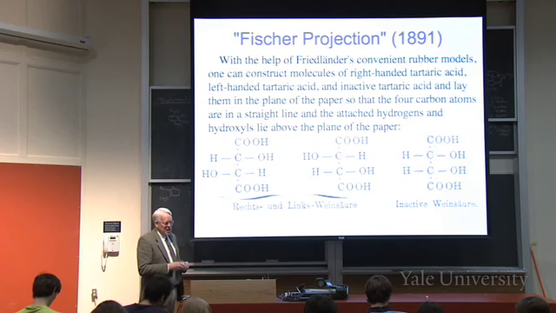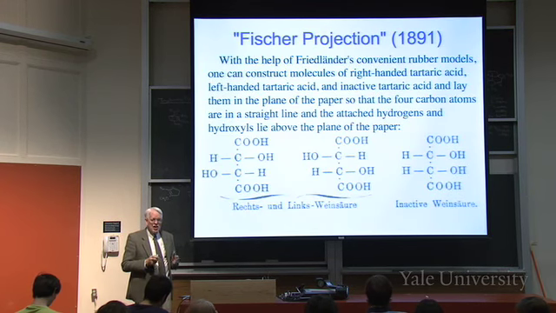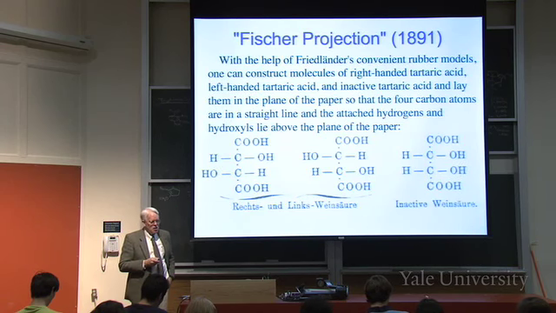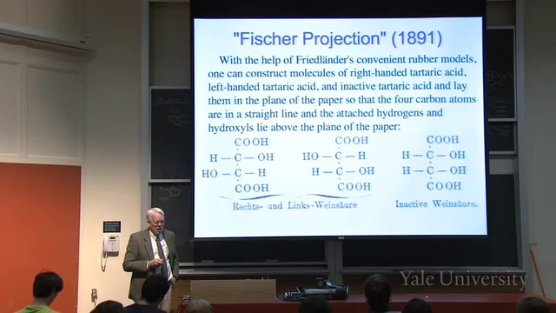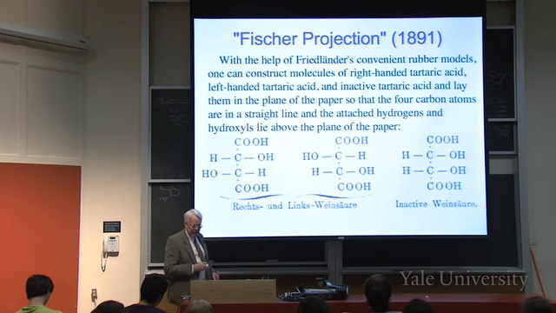Now, these things are hard to do in 3 dimensions, and the Fischer projection was invented for that purpose in 1891, and the reason for its invention was interesting. He wrote, with the help of Friedlander's convenient rubber models, one can construct molecules of right-handed tartaric acid, left-handed tartaric acid, and inactive tartaric acid, and lay them in the plane of the paper so that the 4 carbon atoms are in a straight line, and the attached hydrogens and hydroxyls lie above the plane of the paper.